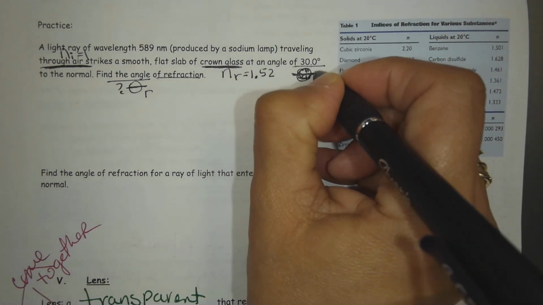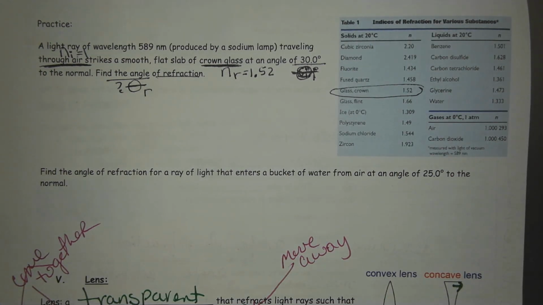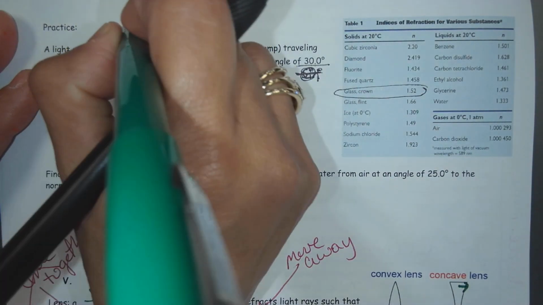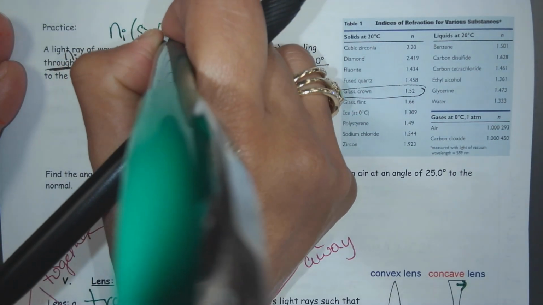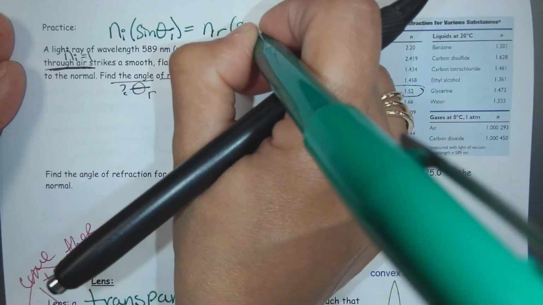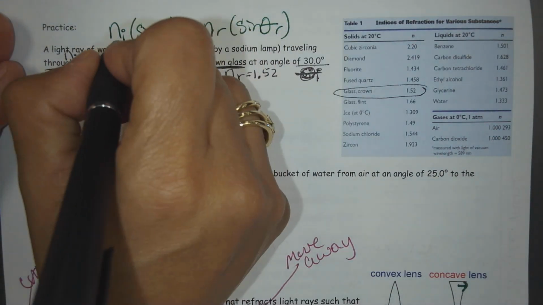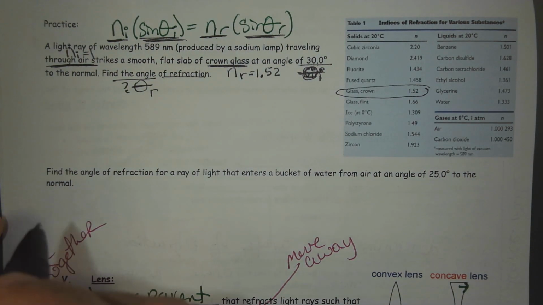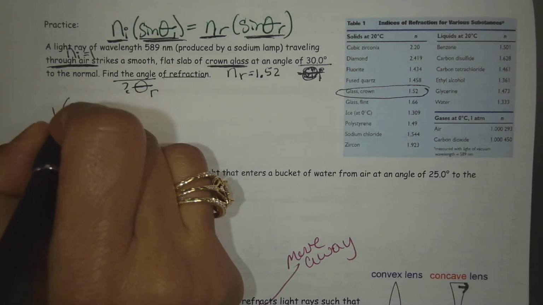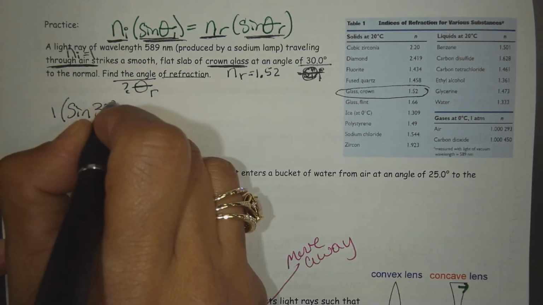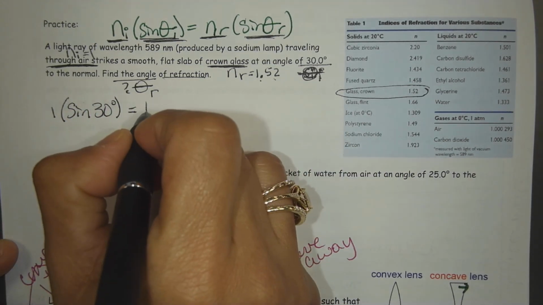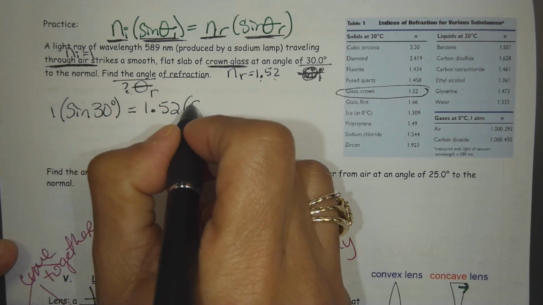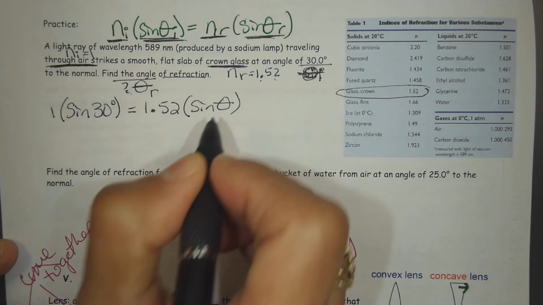If this is theta r, this is theta I. If that is theta r, then that has to be theta I. Alrighty, I'm going to write down the equation for you right here. NI times the sine of theta I equals NR times the sine of theta r. 1, 2, 3, 4. We've got 4 variables. Okay, 1 times the sine of 30 degrees equals 1.52 times the sine of the theta I don't know.